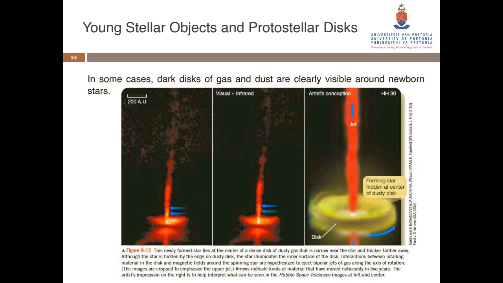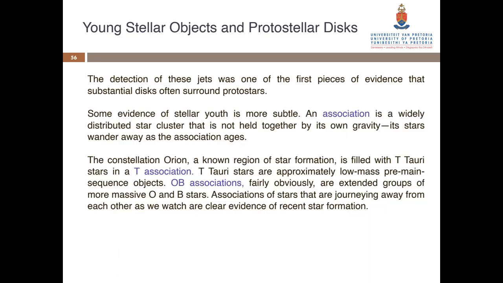So in some cases, the dark disks of gas and dust are clearly visible around newborn stars. Here we can see a star forming hidden inside its cocoon, but we have these jets going out due to the angular momentum. The detection of these jets was one of the first pieces of evidence that substantial disks often surround protostars. Some evidence of stellar youth is more subtle.